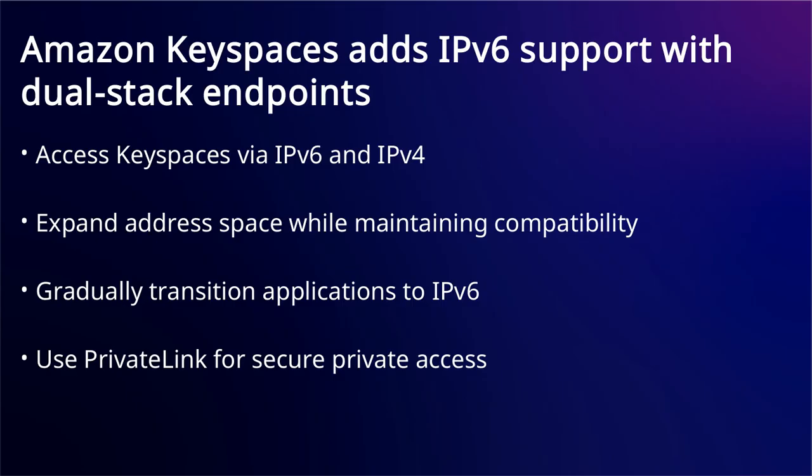As IPv4 addresses become scarce, transitioning to IPv6 is crucial for future-proofing database services. Amazon Keyspaces now supports IPv6 through dual-stack endpoints, addressing this challenge. You can access Keyspaces using both IPv6 and IPv4, significantly expanding the available address space while maintaining compatibility with existing IPv4 applications. This allows for a gradual, non-disruptive transition to IPv6.